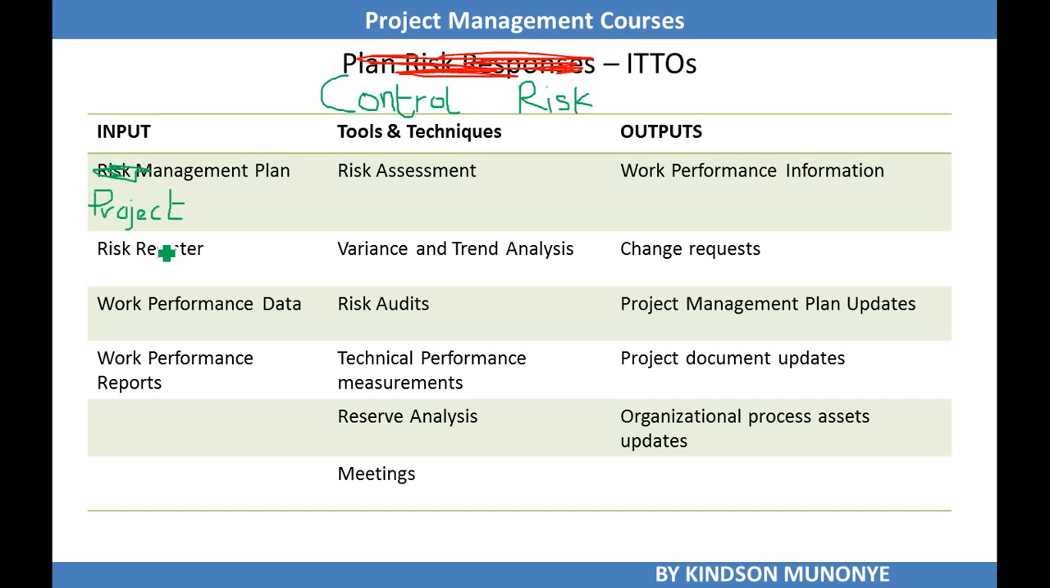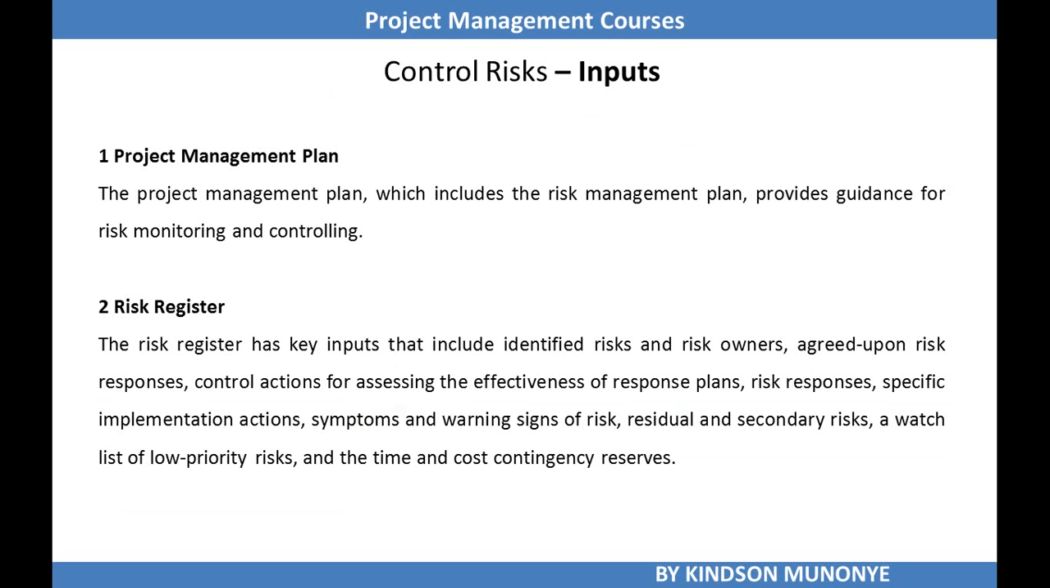Okay, we also need the risk register. We need the work performance data and work performance reports. The tools and techniques are risk assessment, variance and trend analysis, technical performance measurement, reserve analysis, and meetings. Outputs: work performance information, change requests, project management plan updates, project document updates, and organizational process assets updates.